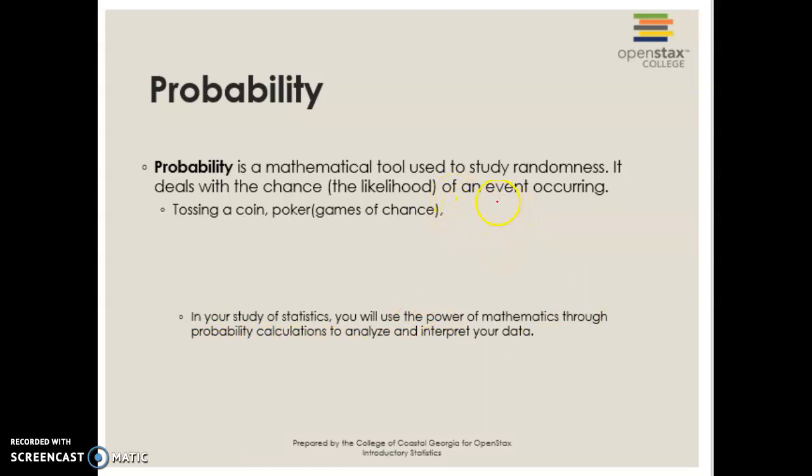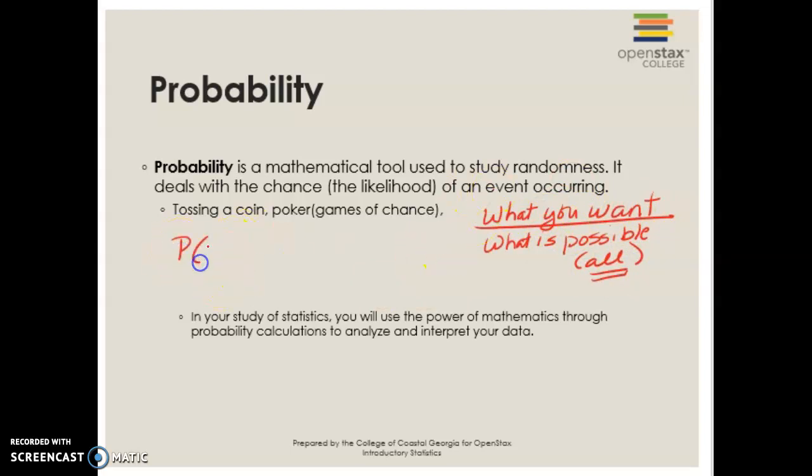Remember, the basic probability was what you want to happen versus what is possible to happen, what is possibly going to happen. All the possibilities. At the top is always just what you want. So if you're looking for the probability of tossing a coin and you get a head, there is one head, and that's what you want, but there are two sides. There's one head and two sides.